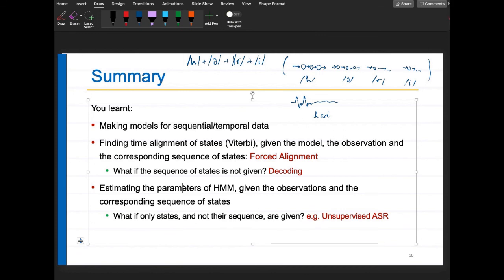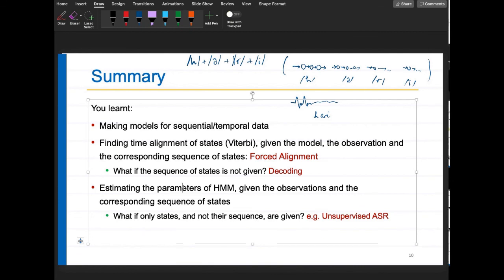Next we saw estimating the parameters of an HMM given the observations and the corresponding sequence of states. This is a supervised problem. I'm giving you a recording of Hari and I'm telling you this is Hari. And then you train your model on that. Supervised learning, right? I'm not telling you exactly which time frame belongs to "Ha". Those things I'm not telling you, but I'm telling you the labels. Okay, this is Hari, and you find out on your own where they are starting. Right? That's an easy problem. Easy in the sense that you have the tools to solve that problem.